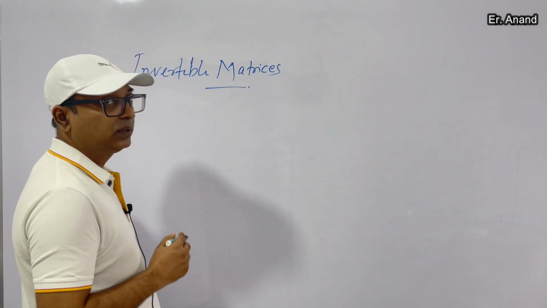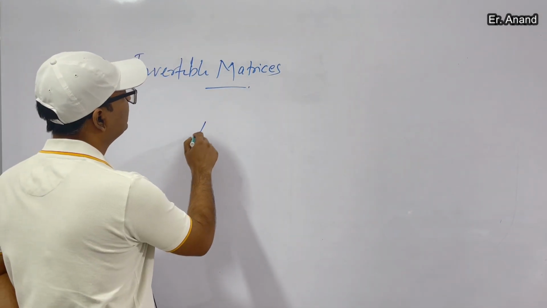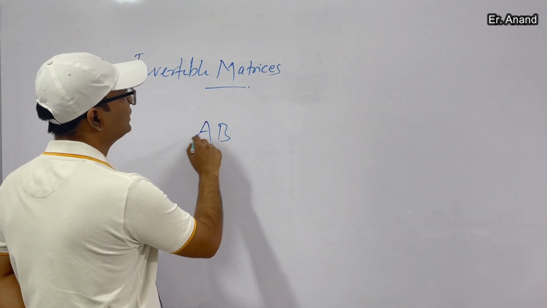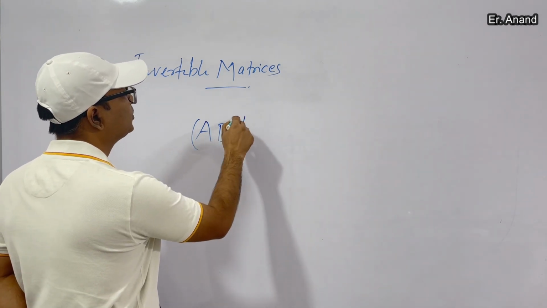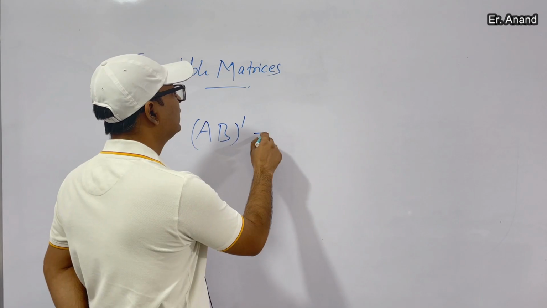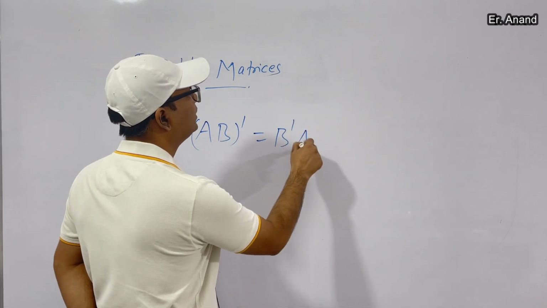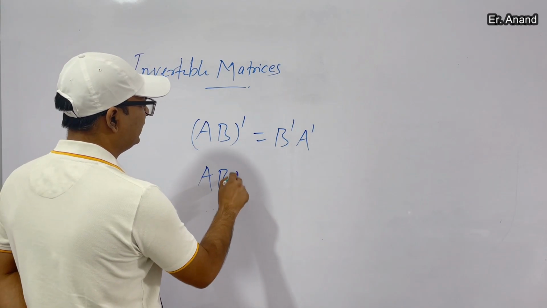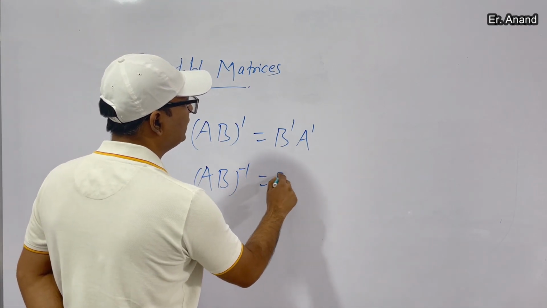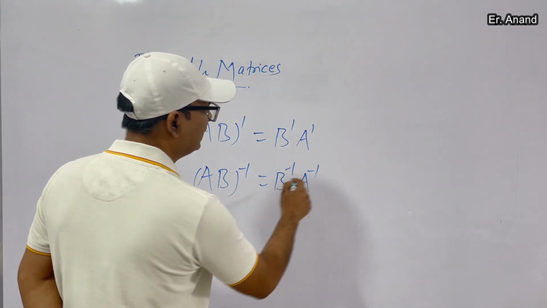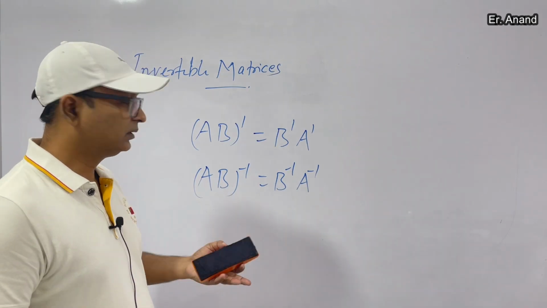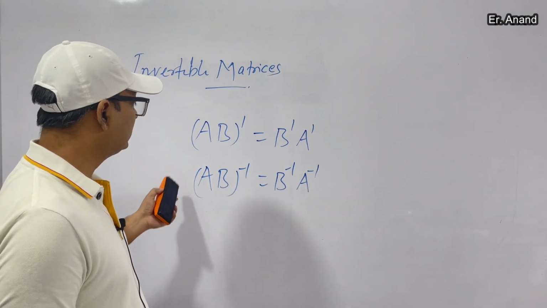One important thing about this is, if you remember, if we had a product of two matrices and we took the transpose of that product, it was B dash into A dash. Similarly, here also we have (AB) inverse equal to B inverse into A inverse. This will be very handy in solving some questions. The proof you can find in every book. This is very easy, simple, you can see that.